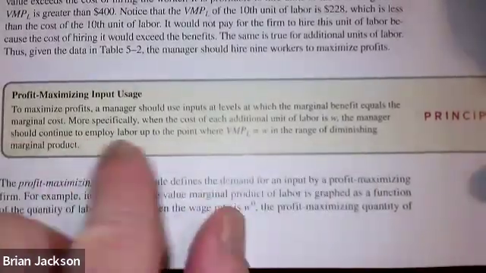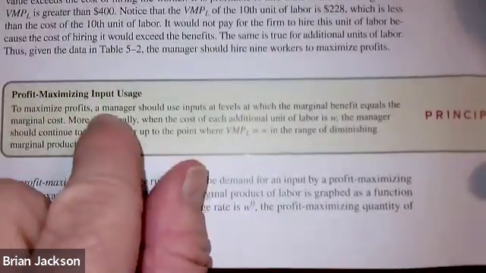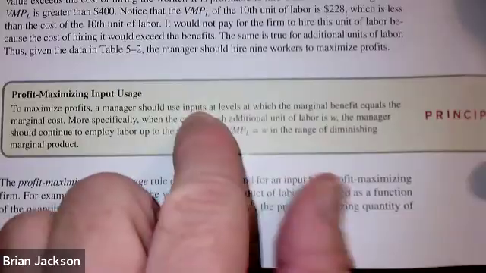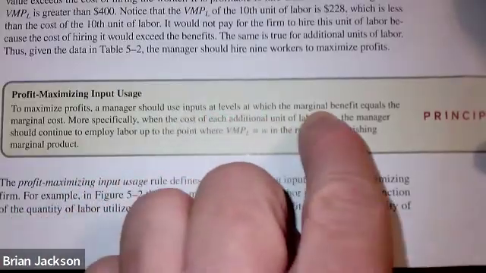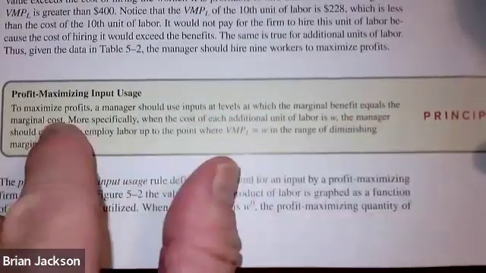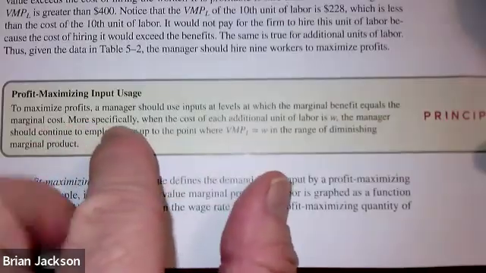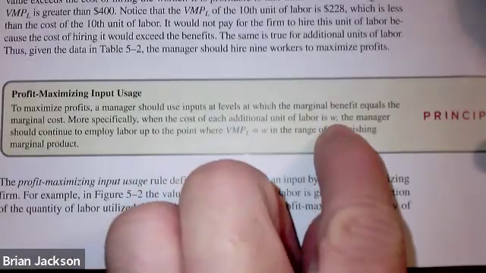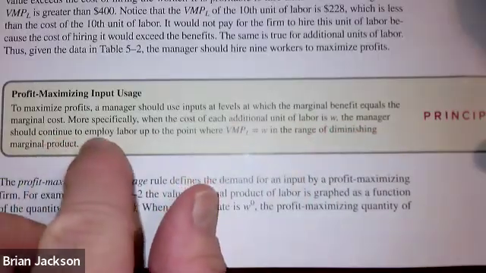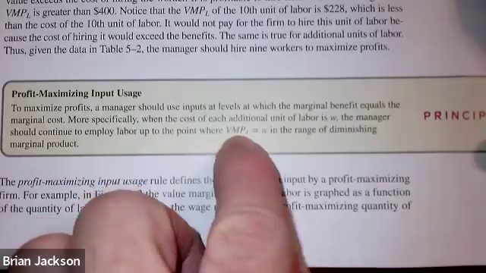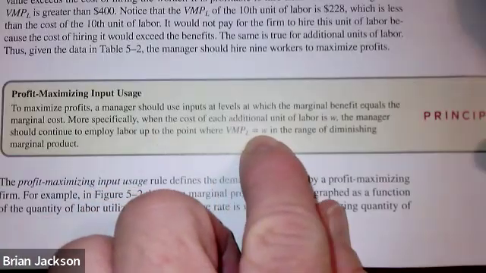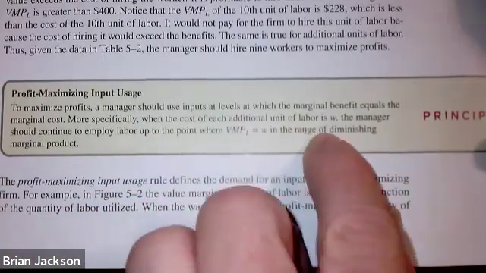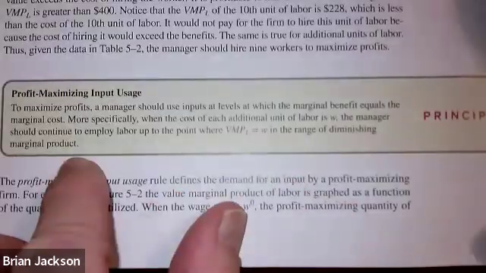So that's what they're saying right here. To maximize profits, a manager should use inputs like labor at levels at which the marginal benefit equals the marginal cost. More specifically, when the cost of each additional unit of labor is W, the manager should continue to employ labor up to the point where the value of the marginal product equals W, in the range of diminishing marginal product.